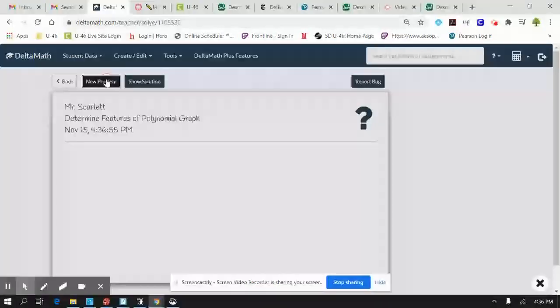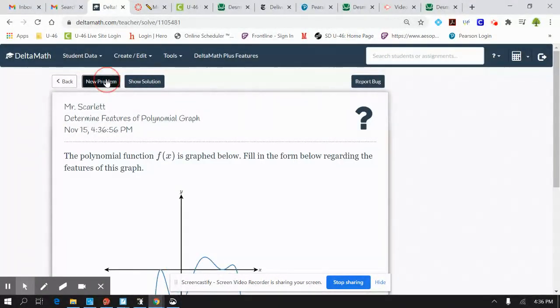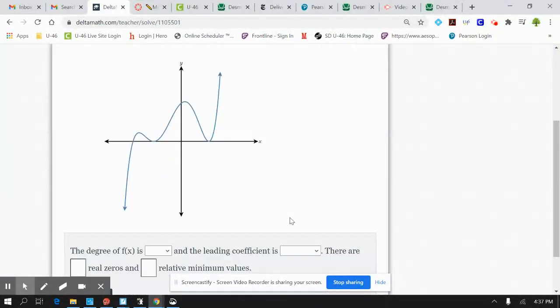And let's do one that has a leading coefficient that's positive, for goodness sake. Here we go. Hallelujah. End behavior is changing, so odd degree. Leading coefficient: now this one's going up to the right, so the leading coefficient is positive. How many real zeros are there? You tell me. 1, 2, 3. 3 x-intercepts, so 3 real zeros.